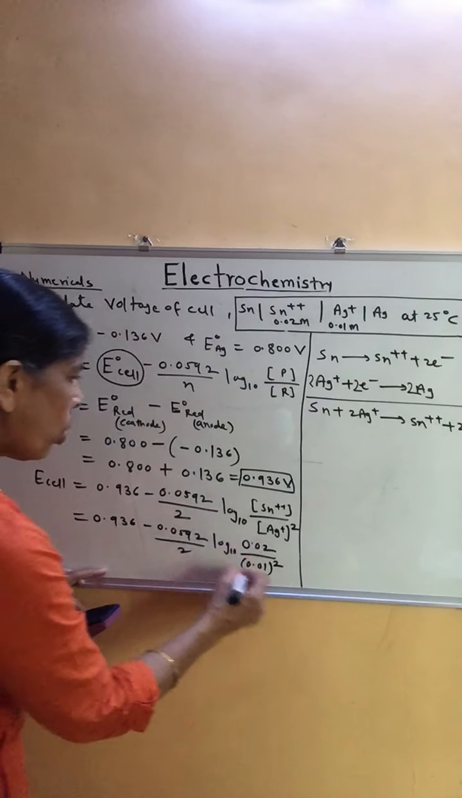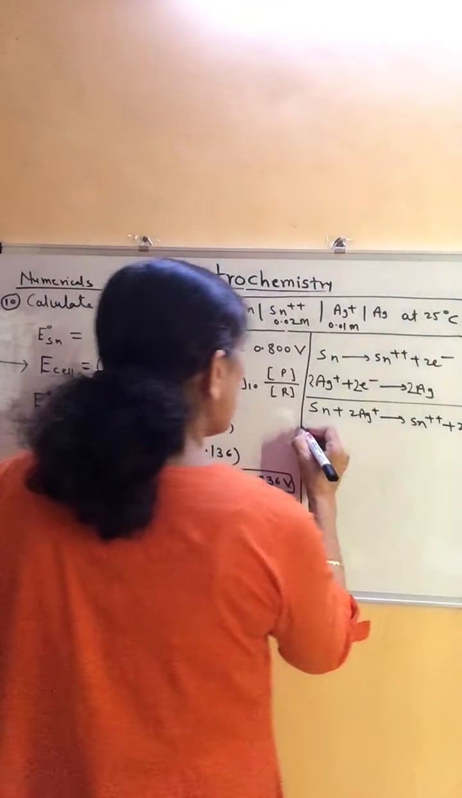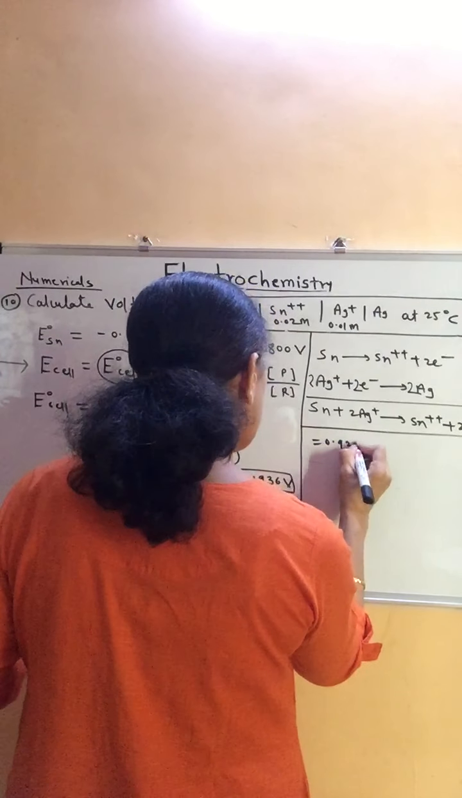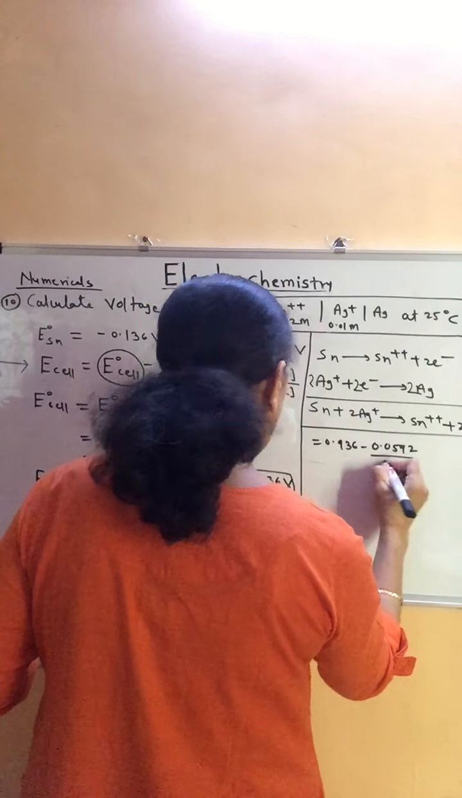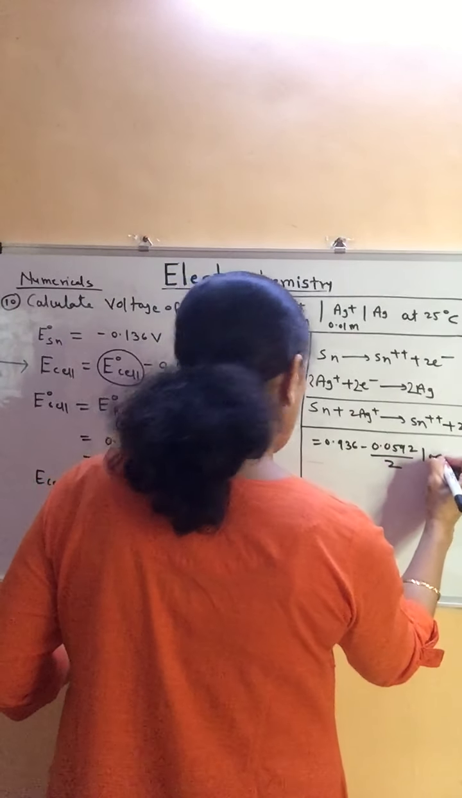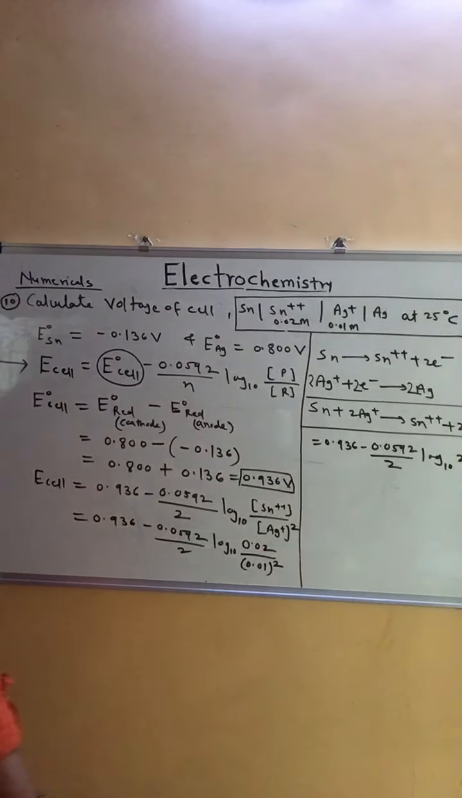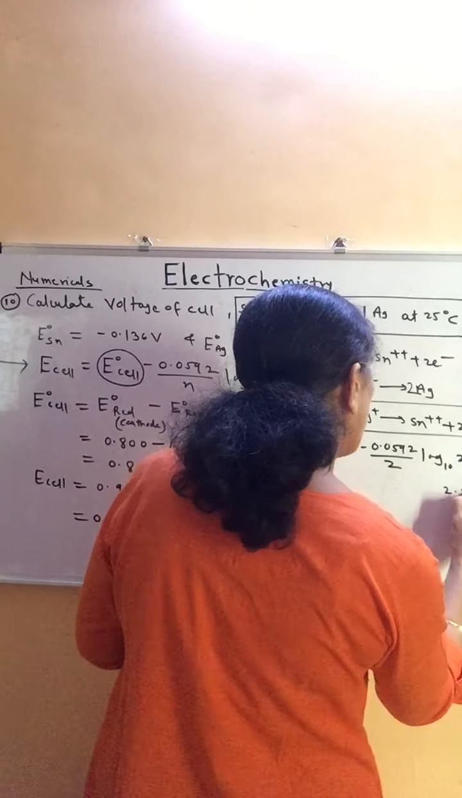So this will become log of 200. So we will continue here: E is equal to 0.936 minus 0.0592 upon 2 times log of 200 to the base 10. Now if you solve this, log of 200 is 2.301.